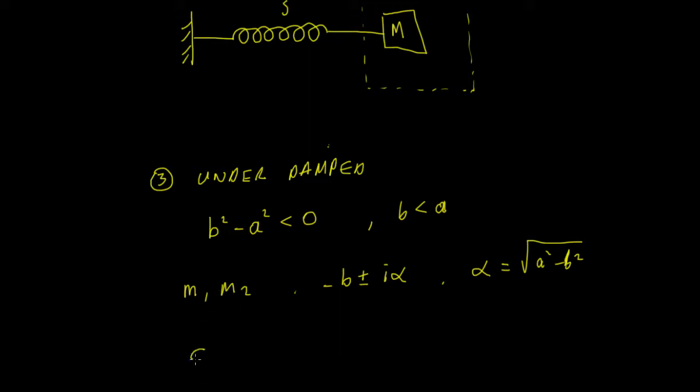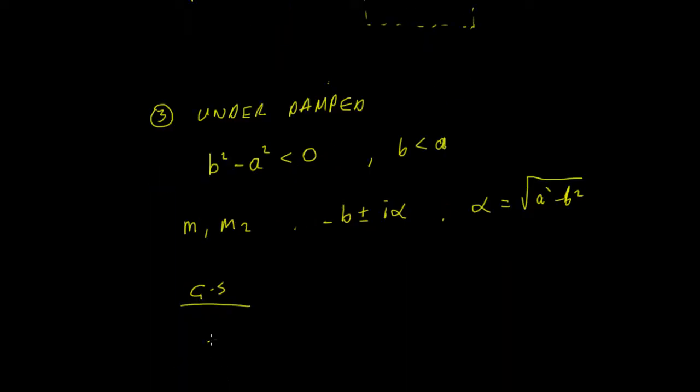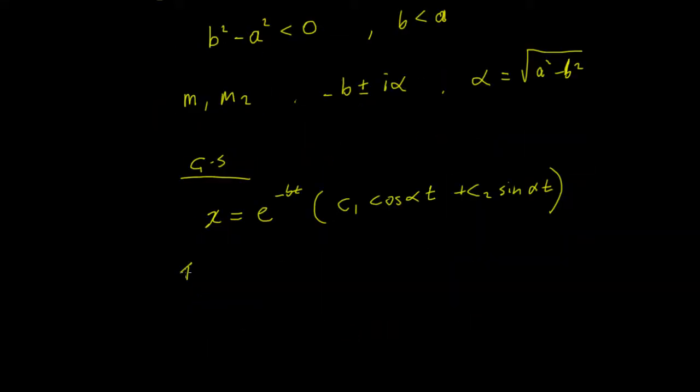So the general solution for this equation is going to be of the form x equals e to the minus bt, and again I'll do a playlist on solutions of differential equations. We're just accepting these at the moment as part of our toolbox of differential equation solutions. So it's going to be of this form: c1 cos alpha t plus c2 sin alpha t.